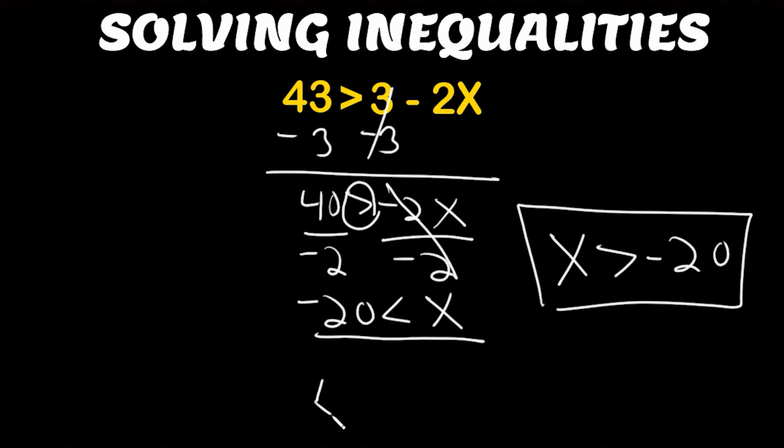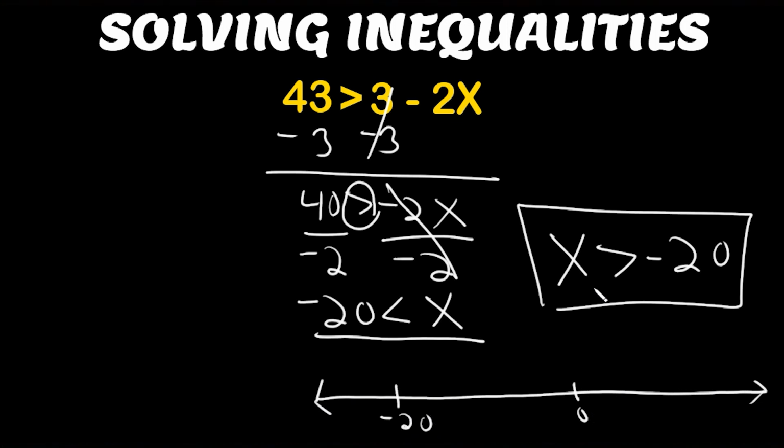So putting it on a number line. Here is 0. We'll just say that negative 20 is right here. It's going to be an open circle. And again, you can use your pointer here. The pointer is telling you to go to the right. But again, it's all real numbers greater than negative 20. So we are, in fact, going to be going to the right. Okay? There it is. Okay, let's keep going.